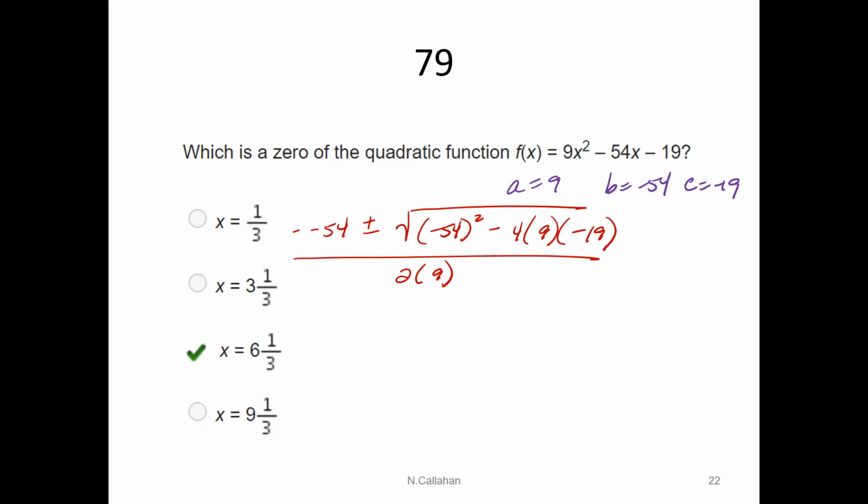All right, so let's grab your calculators, you guys. Double negative makes it a positive. So I'm going to start off with a positive 54 plus or minus the square root of 54 times 54, which is 2916. Then 4 times 9 times 19. Because there's a double negative right here, your answer is going to be a positive on the inside. 4 times 9 times 19 is going to give you 684, all the way over 18. And I know you're like, holy crap, that's a really big number. You're absolutely right.